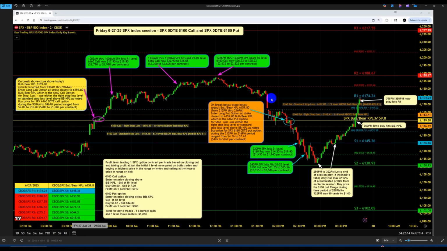The levels also provide a gauge for where to optimally place your stop loss on entries, either a tight stop loss or a standard stop loss, as demonstrated here in the screenshot, which will be showing you here for the call option as well as the put option. So the daily levels, the bull bear key price level, and the R and S levels provide entry and exit points as well as stop losses for level to level management of your trades.